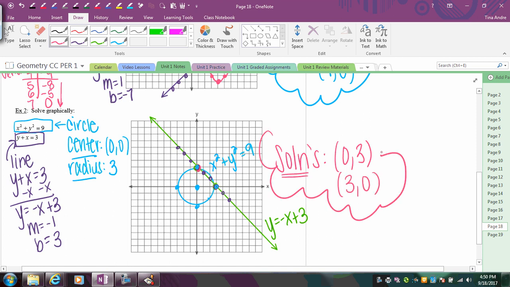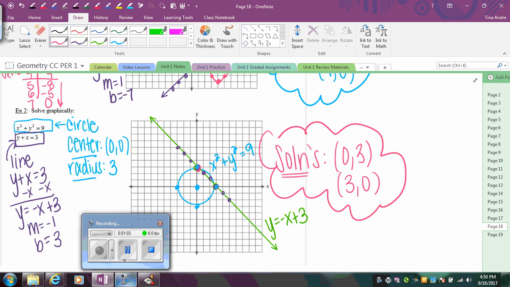And again, notice my work. I have my solutions stated with parentheses around them, and I have my equations labeled and graphed. I have arrows on my line, my circles connected, and that is a perfect picture right there. So that's really what you need to be able to do. So from here, go ahead and do the check your understanding problems.